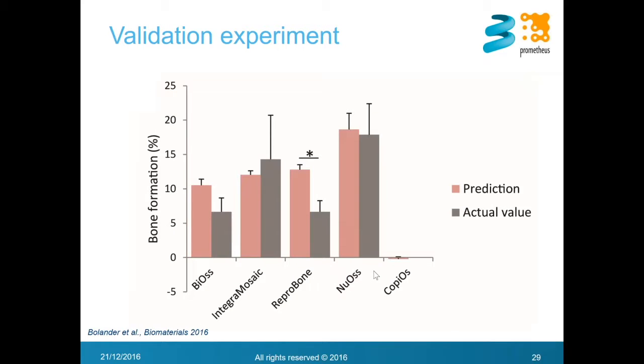We performed a validation experiment where we took some of the materials that we had already tested as a control, and a few others along. We first let the model predict the amount of bone formation, and then we implanted them and saw after 8 weeks what the amount of bone actually formed was. And what we saw is that the model seemed to be doing relatively well, apart from ReproBone. Now, ReproBone was the only material in this set that is not a calcium phosphate collagen material, but a pure calcium phosphate material.